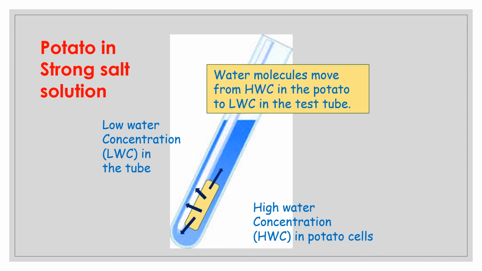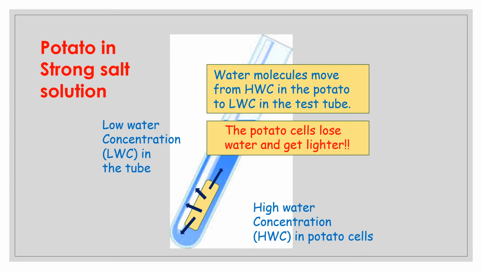Therefore, the water molecules moved from high water concentration inside the potato this time to the low water concentration in the test tube. That means that our potato cells lose water and the potato cylinder gets lighter. So we demonstrate that concentration gradient and the movement of water because in both instances there's a change in the mass of the potato. In pure water it gets heavier, in the strong salt solution it gets lighter.